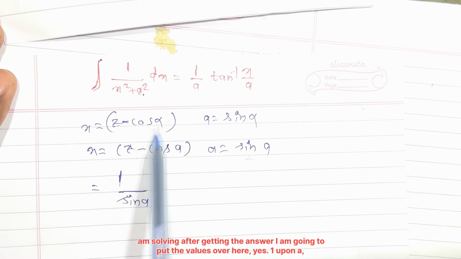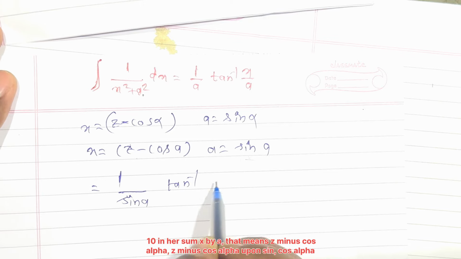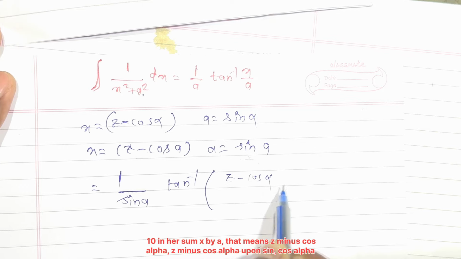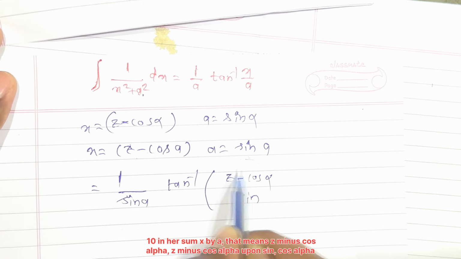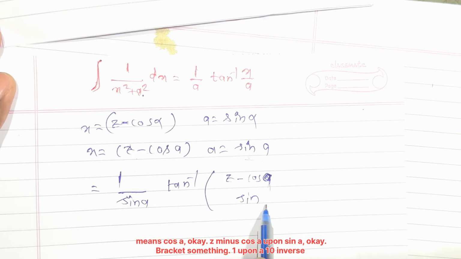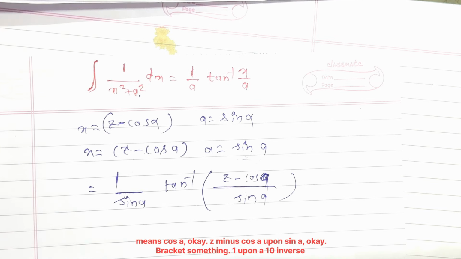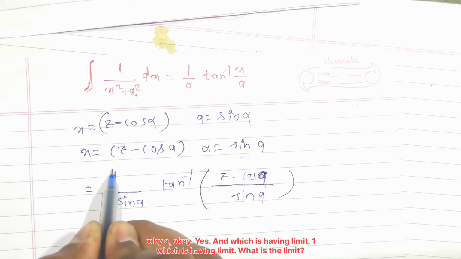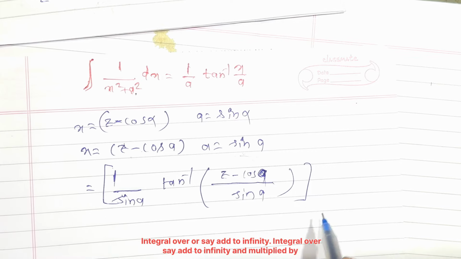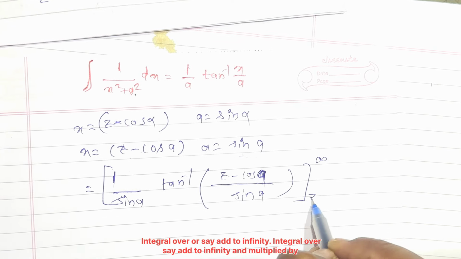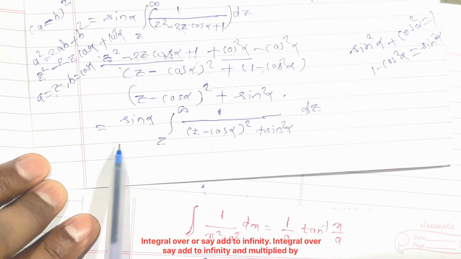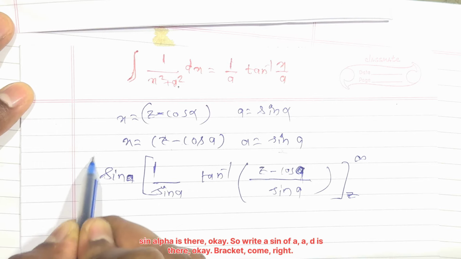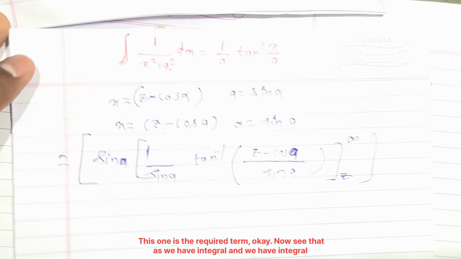1 upon a tan inverse of x by a, that means z minus cos alpha upon sine alpha, cos alpha means cos a. So z minus cos a upon sine a, bracket complete, which is having the limit integral over z to infinity, and multiplied by sine a is there. Bracket complete. This one is the required term.